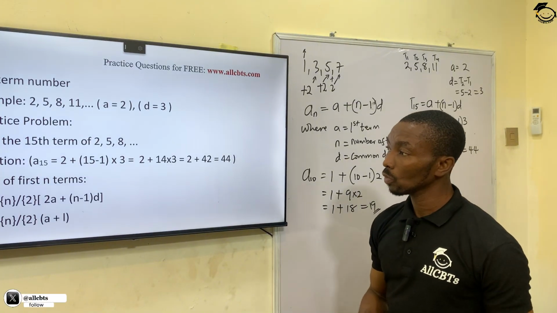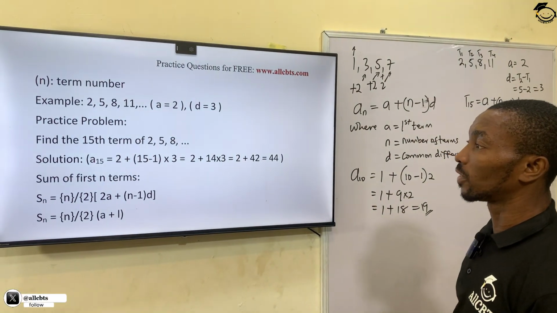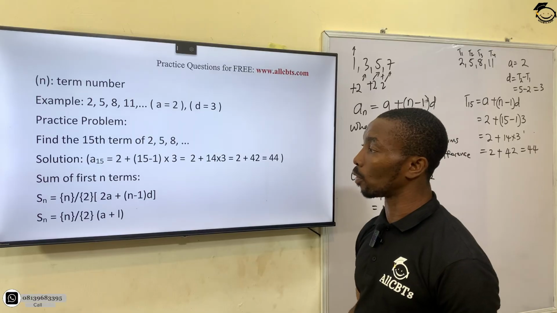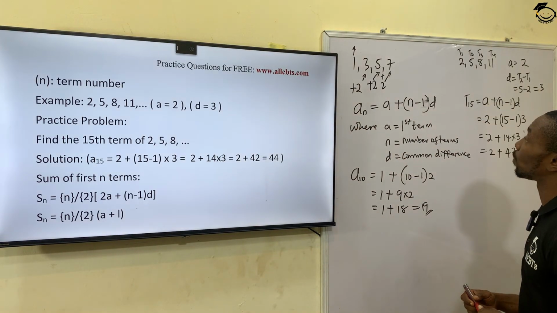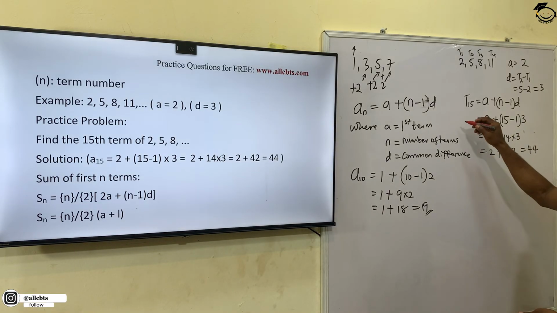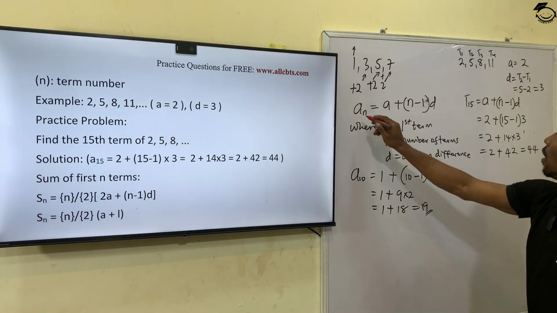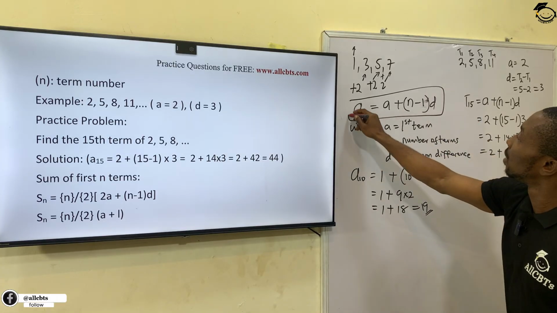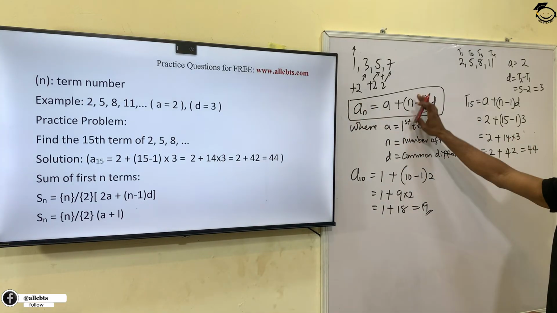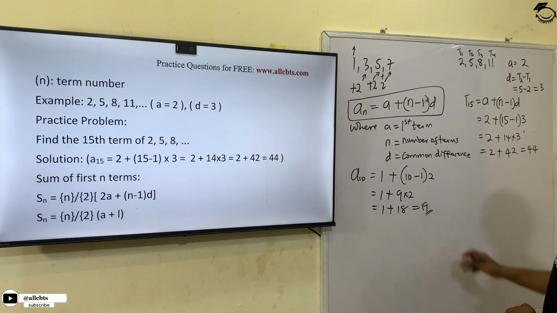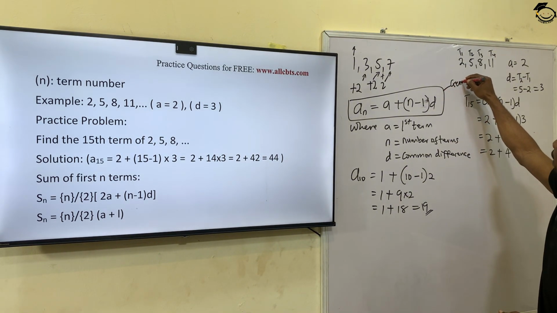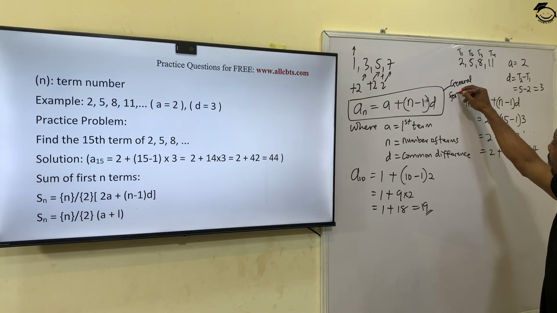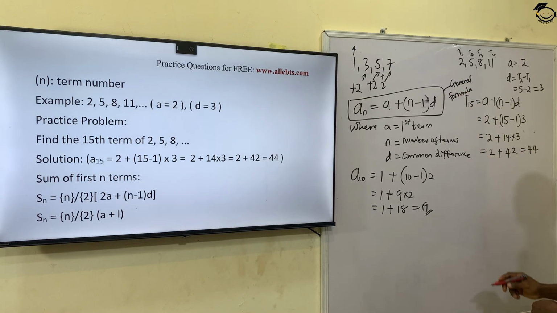Now, looking at the sum of terms for an arithmetic progression, this is used for finding the sum of terms when given. This is the general formula for arithmetic progression, for the sum of terms.